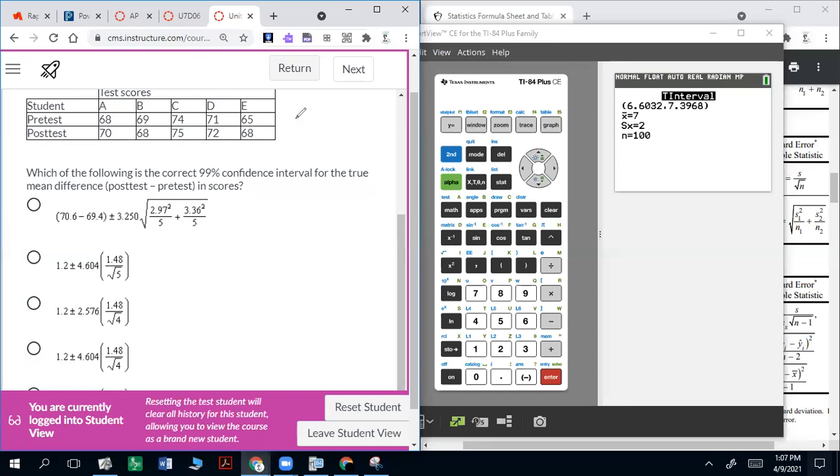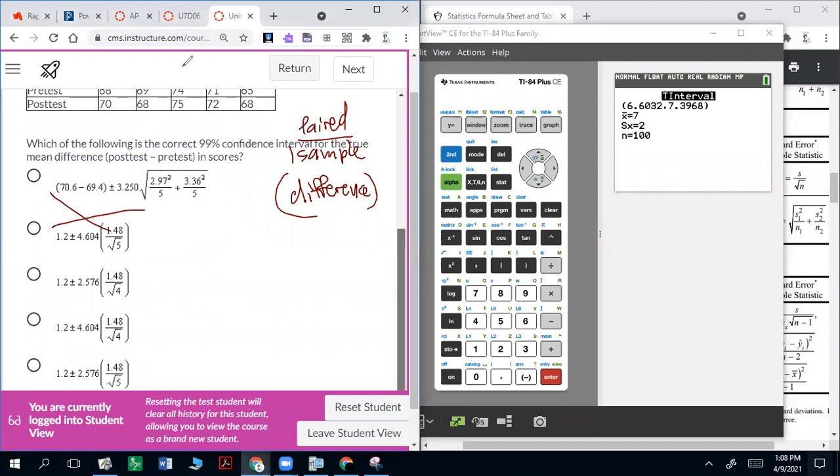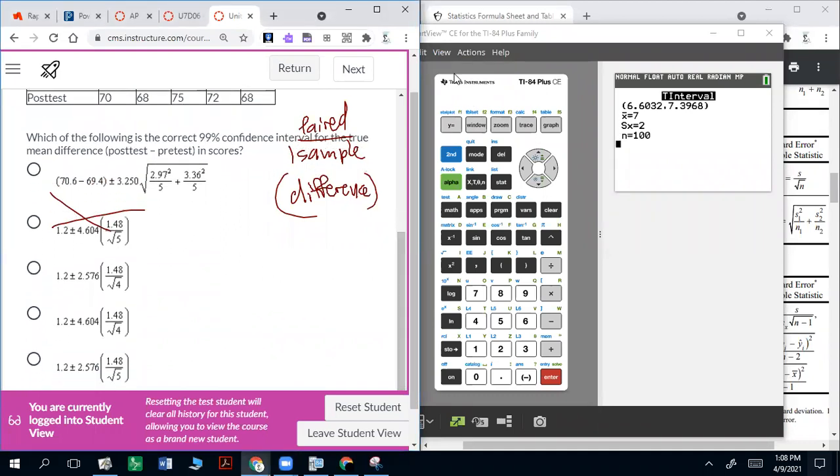Mean difference. This is a paired test, so it's going to be one sample, and that sample is the difference. So we can eliminate that 2 sample one right there. And that difference here is going to be 1.2. Now we have to figure out the correct T star. We can eliminate the one with 4, because n is 5, so we don't want that one.